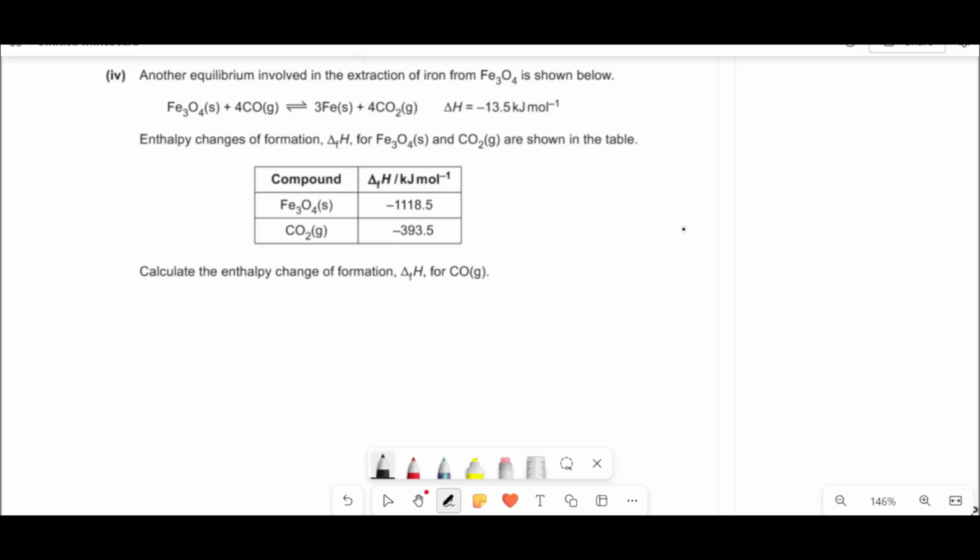Enthalpy changes of formation are given in this table. Calculate the enthalpy of formation of CO. So a lot of people are just like, okay, right, what I'm going to do is I'm going to draw the arrows upwards and blah, blah, blah. If you've seen any of my other videos, I absolutely lose it every time when somebody does that.